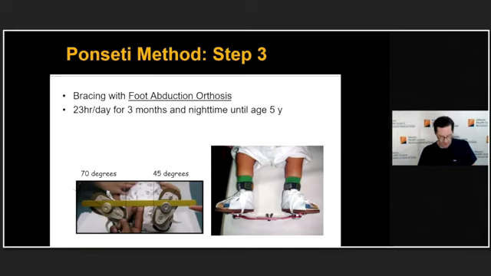This is a foot abduction orthosis that holds the foot corrected. For the first 3 months it is worn 23 hours a day, and then the infant is weaned to nighttime. And Ponseti recommended wearing the brace till upwards of 5 years of age. So this is a long-term commitment. The involved foot is usually abducted a bit more than the uninvolved foot, as you can see here.